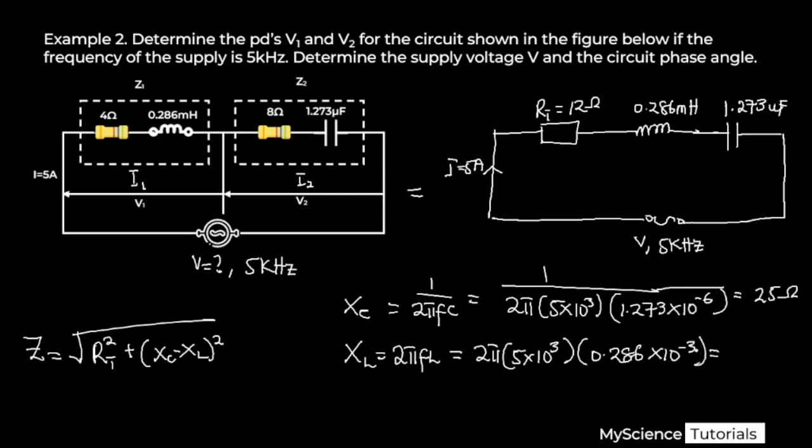So if we compute this into the calculator, it's going to give me an answer of 8.985 ohms as my answer for inductive reactance. So let's do the substitution.